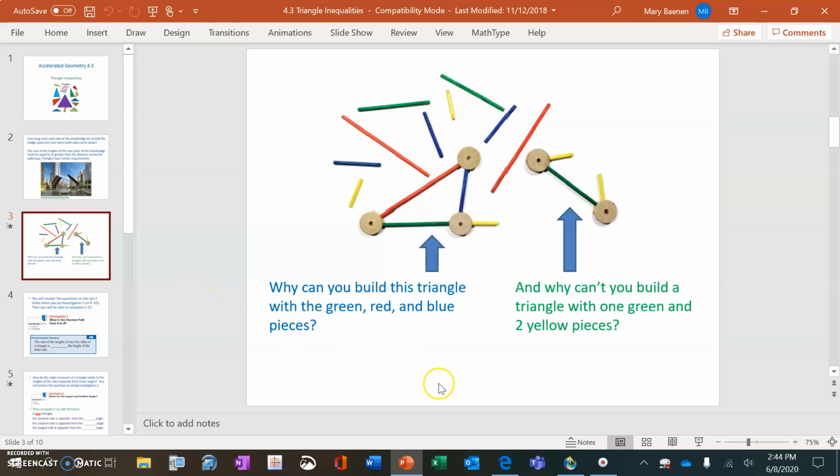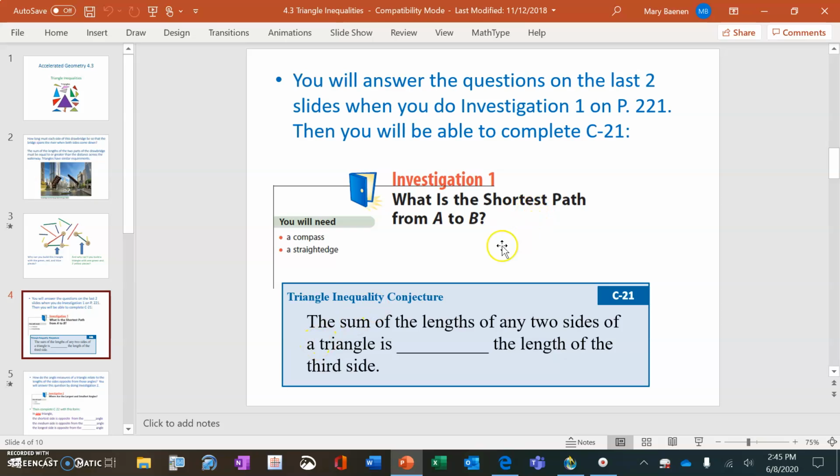Here are things called Tinker Toys. I don't know if they even make these anymore, but I know that's what these are called. It says, why can you build this triangle with the green, red, and blue pieces? And why can't you build a triangle with one green and two yellow? Well, obviously, because the two yellow are too short to meet. They will never meet because they're too short. So what we're asking is, how long do those pieces have to be in order for me to create a triangle?